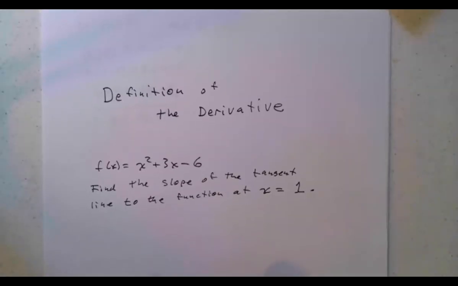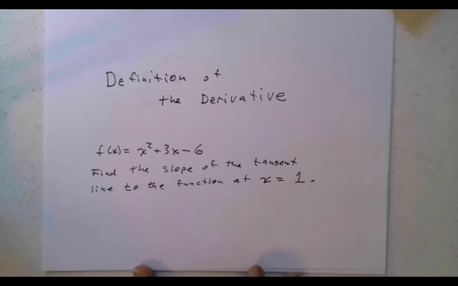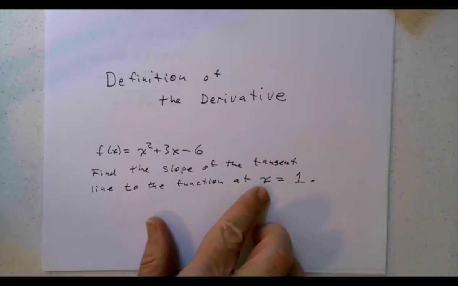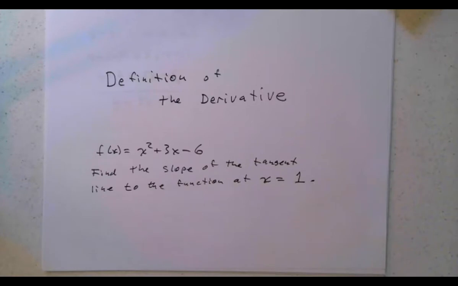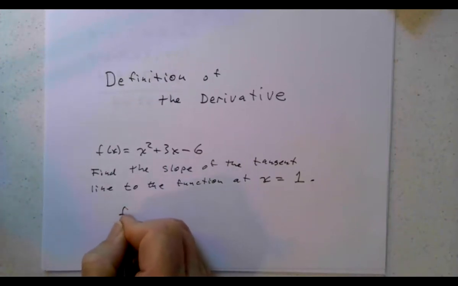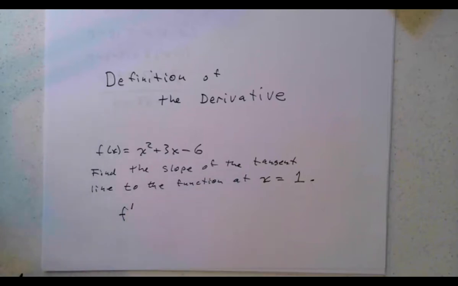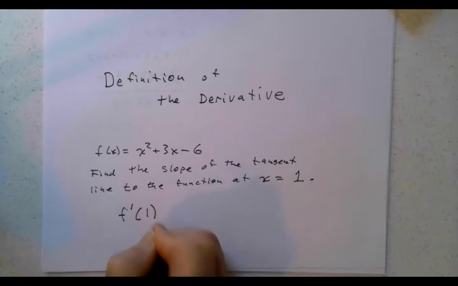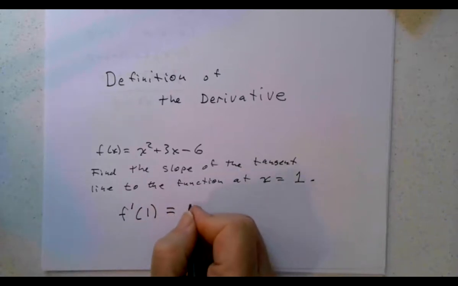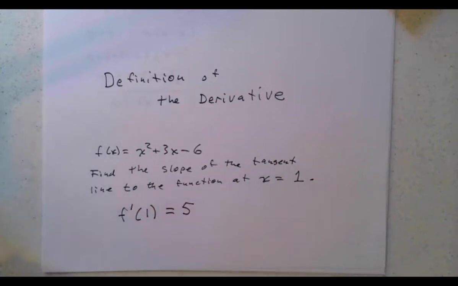Was to find the slope of the tangent line. We then used that slope to find the equation. But the slope of that tangent at x equals 1 was 5. So what is our notation? What do we say to that? The notation we use is f prime. That represents the slope of the tangent at the value 1 equals that slope of the tangent, which was 5. So that's the notation we use.